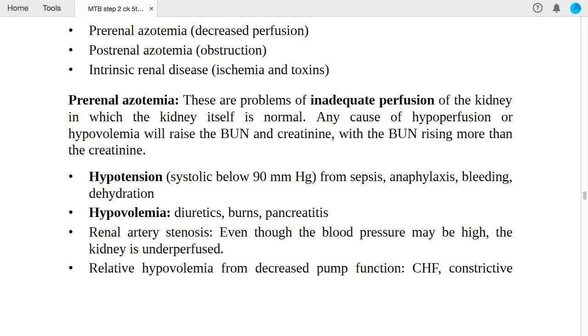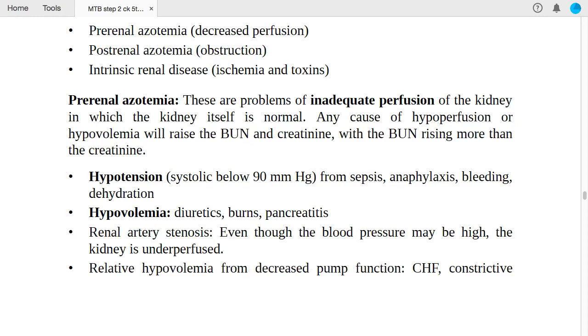In case of renal artery stenosis, even though the blood pressure may be high, the kidney is underperfused. Blood pressure is high, but the kidney arteries are stenosed and they are not getting enough perfusion for the renal system, right? So although the blood pressure is raised, perfusion is less inside the kidney, so that is one of the causes of pre-renal azotemia.